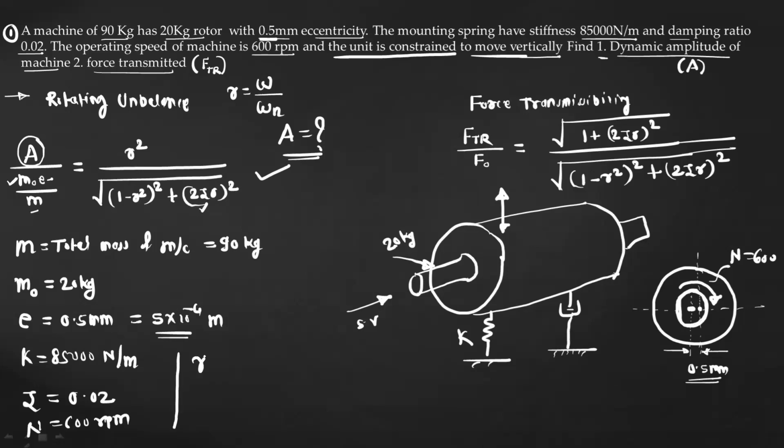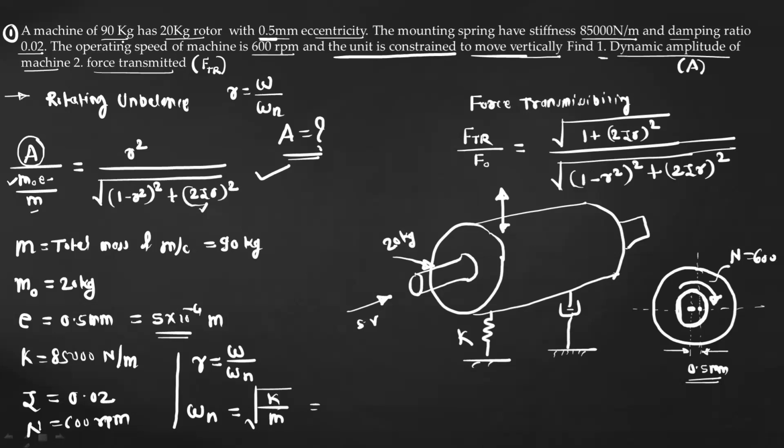So the frequency ratio R is equal to omega upon omega n. Omega n means it is the natural frequency, which is equal to square root of k upon m. Whenever you find the natural frequency, we have to consider the total mass. So the total mass is 90 kg.